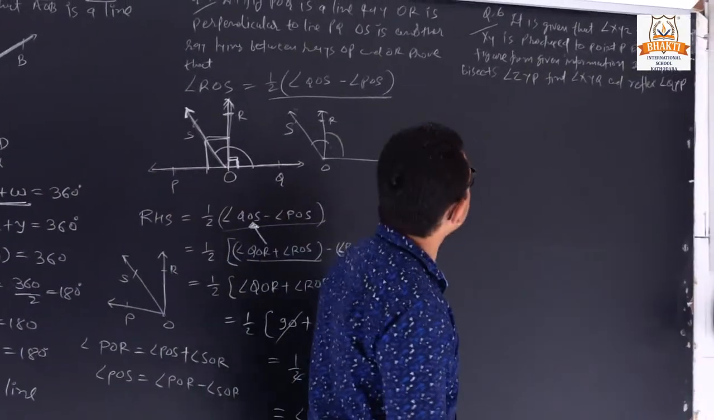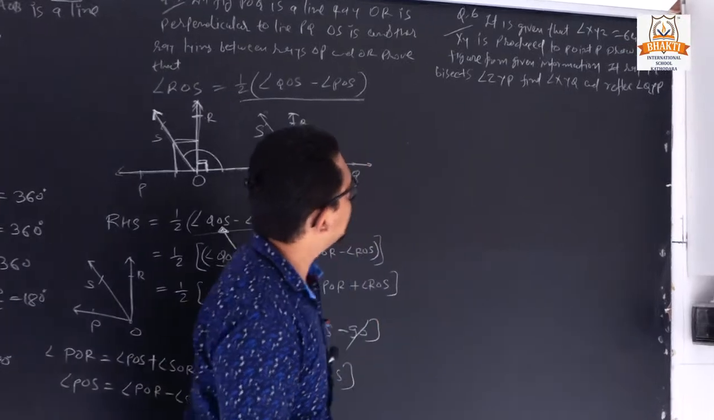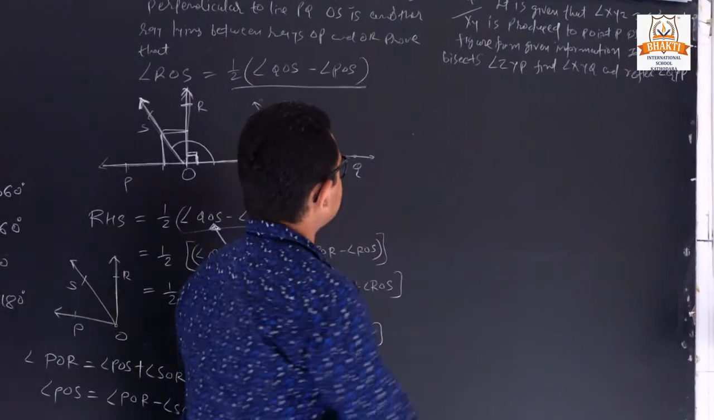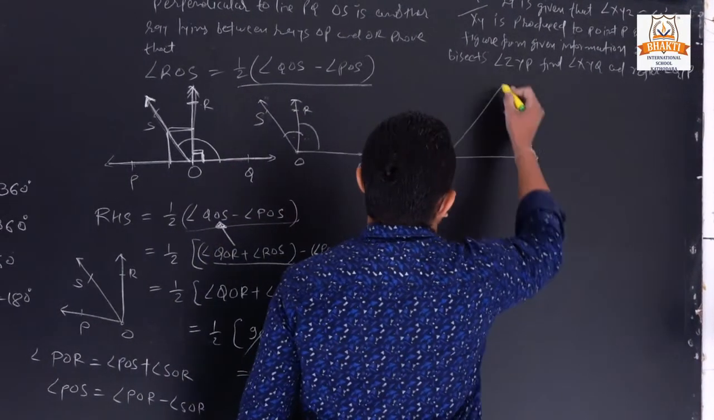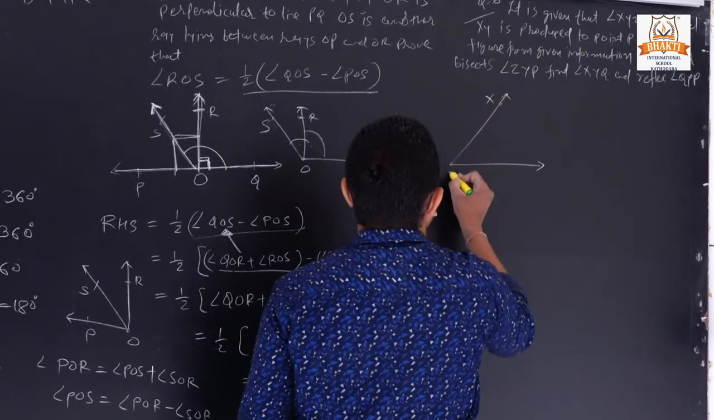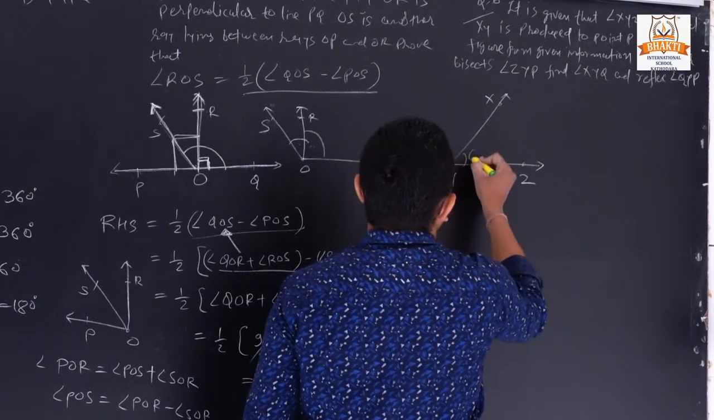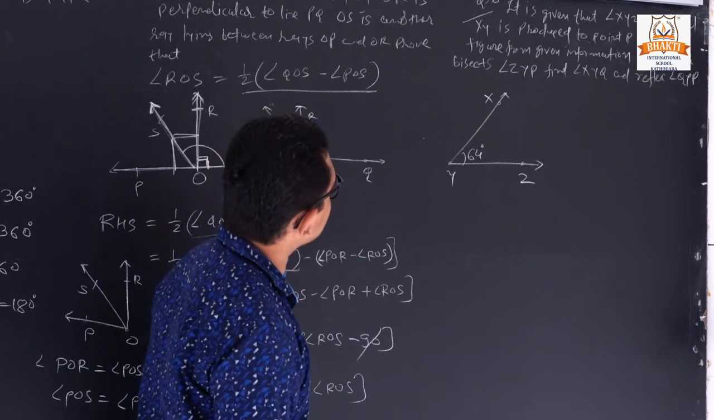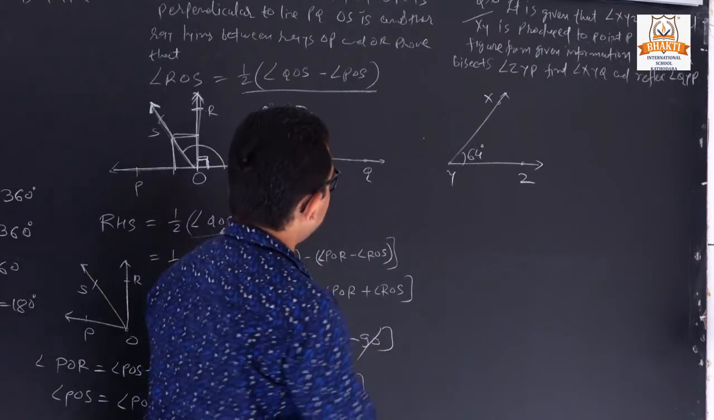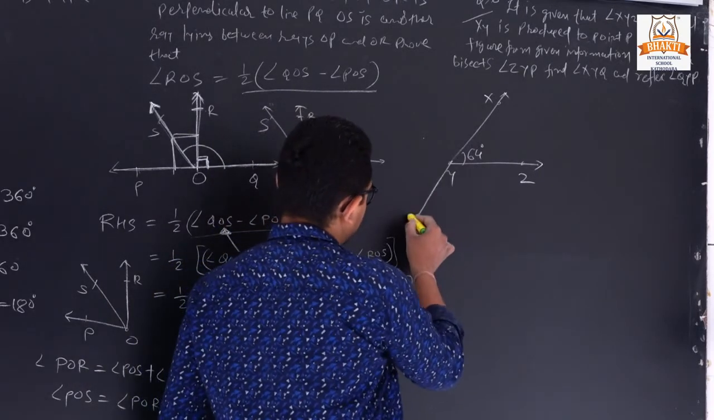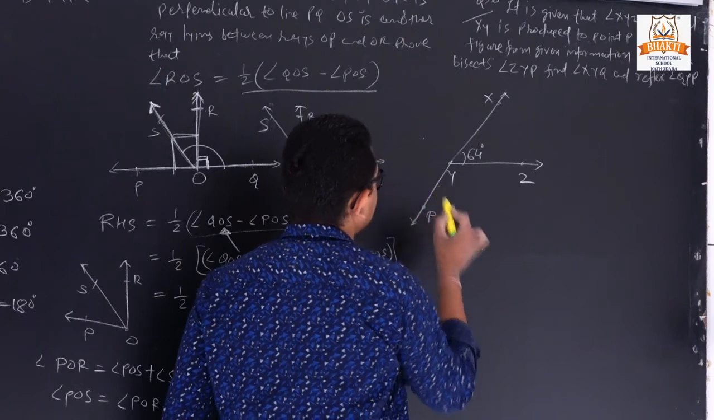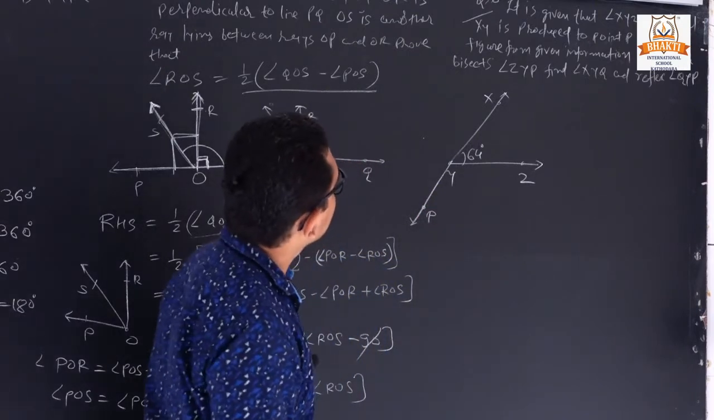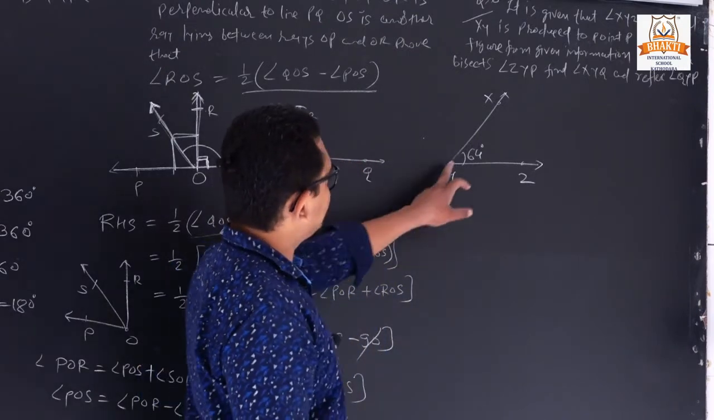Now the last sum, question number 6. It is given angle XYZ. So here I am drawing X, Y, Z. It is 64, given. And XY is produced to point P. So we can draw here, it is point P. Draw a figure. So we can draw its figure.